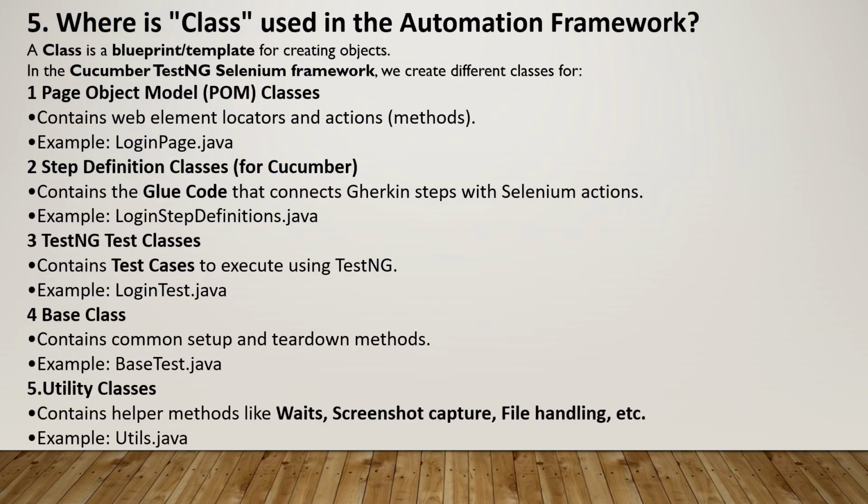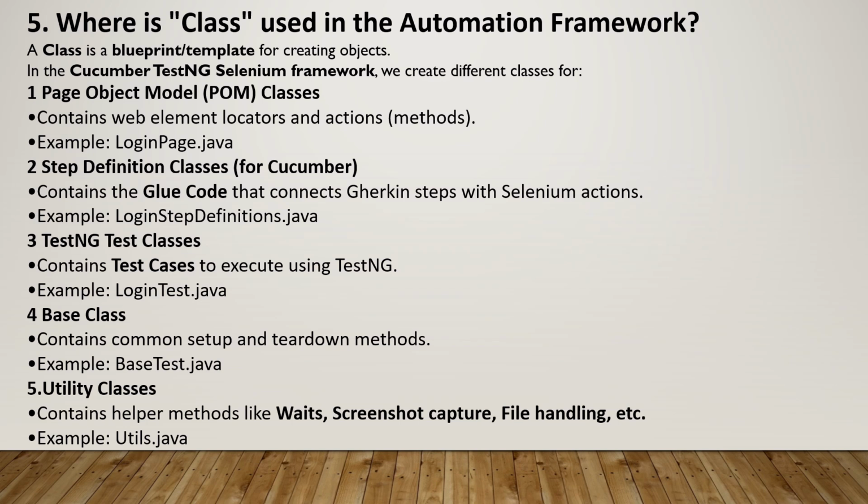Next question is where is class used in the automation framework? A class is a blueprint or template for creating object. In the Cucumber TestNG Selenium framework we create different classes for first, page object model or POM classes, contains web element locators and actions or methods. Example LoginPage.java, this is the class.